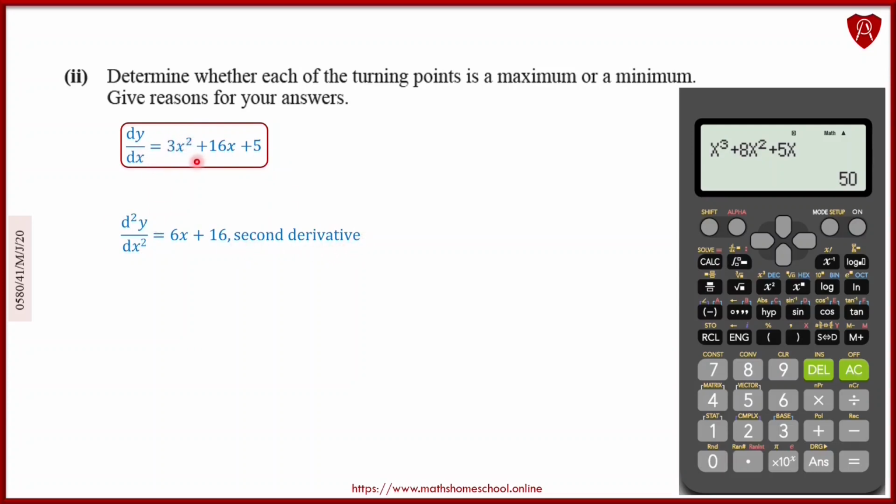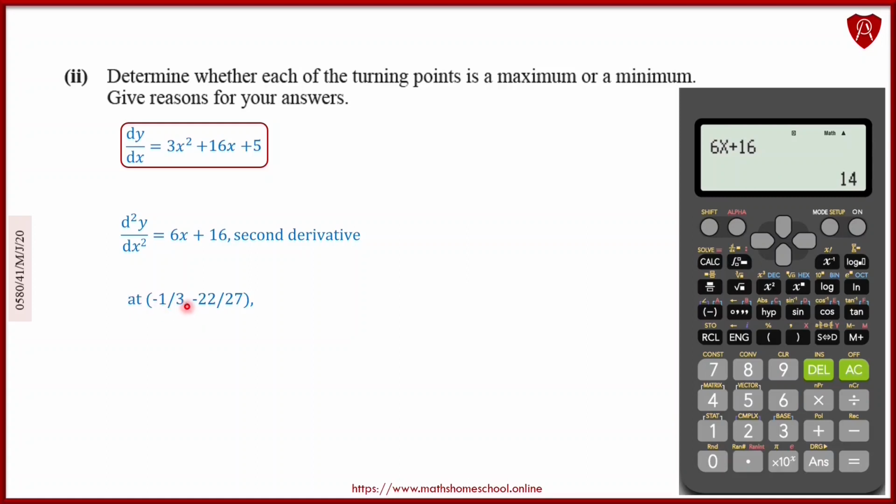3x squared differentiated gives us 6x. Differentiate 16x to get 16, and differentiate 5, it gives nothing. 6x plus 16 is our second derivative. On our calculator, let's write the expression of the second derivative. 6 alpha x plus 16.